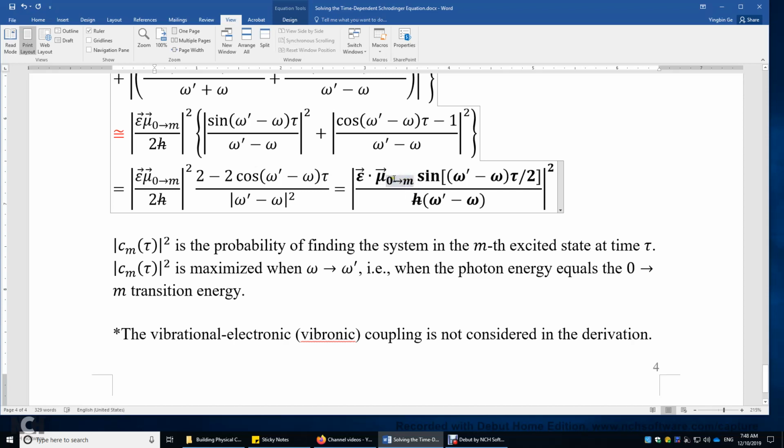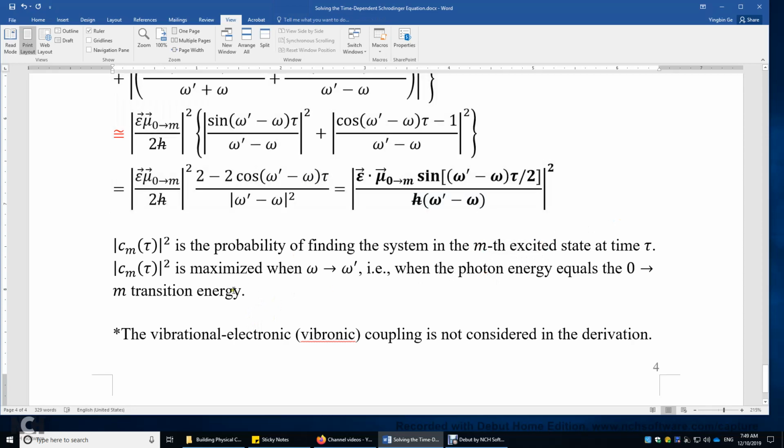And also, there's one thing very important, that is omega prime and omega must be close to each other. That means your photon energy has to be very close to the energy gap between the ground state and the mth excited state. And then you have a significant transition from the ground state to the mth excited state.